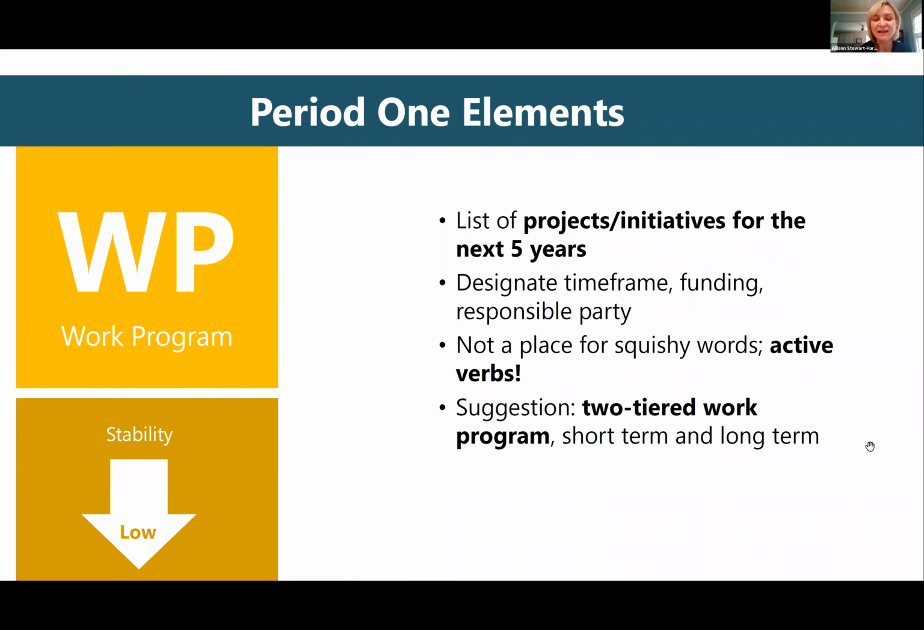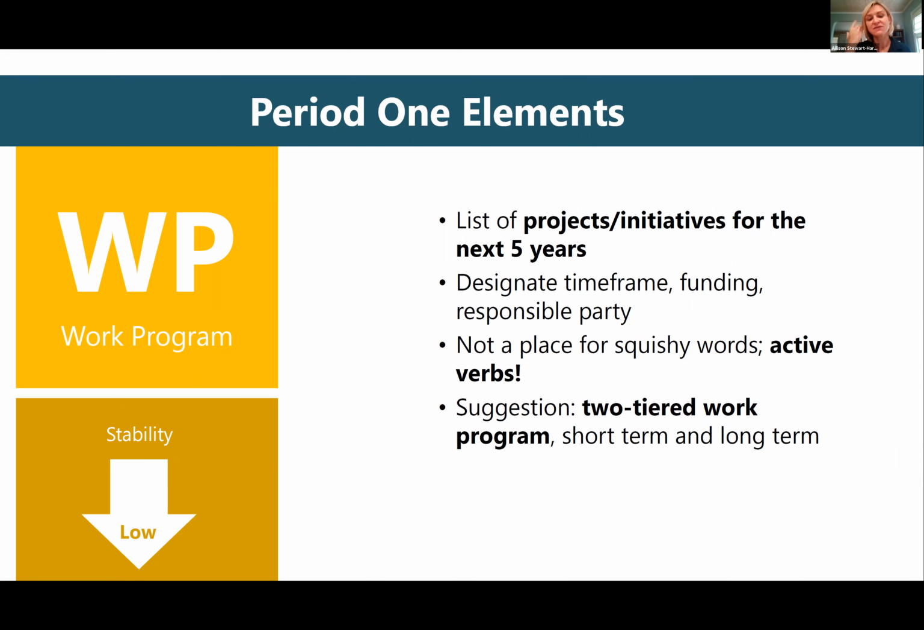And finally, that third main element of the work program. Again, this is just that list of projects and initiatives for the next 5 years. You have to designate your time frame, your funding, the responsible party. This is not a place for the squishy words. This is really a place for the active verbs that you need to use.